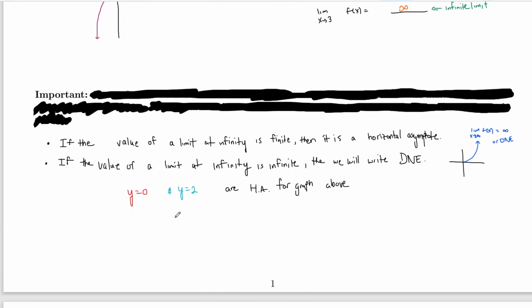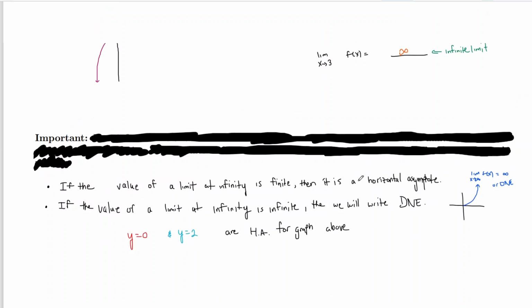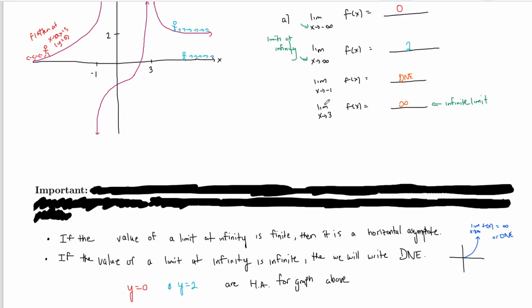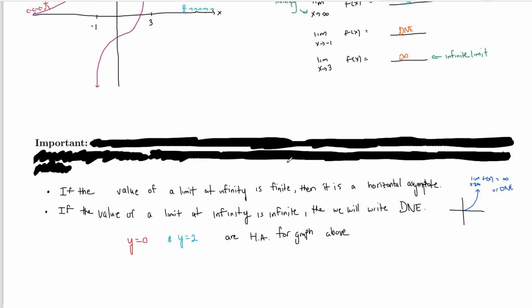All right, but once again, this is only for limits at infinity. If a limit at infinity is infinite, we will write DNE. If a limit is infinite at a finite number, like 3, like we had here, we'll still write infinity.